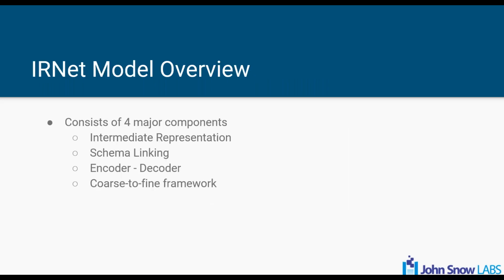I will give you a quick overview of this IRNet model. It consists of 4 major components. First, they have this intermediate representation. They have a schema linking component, an encoder decoder model, and also a coarse-to-fine framework. I will explain each of these components in detail.